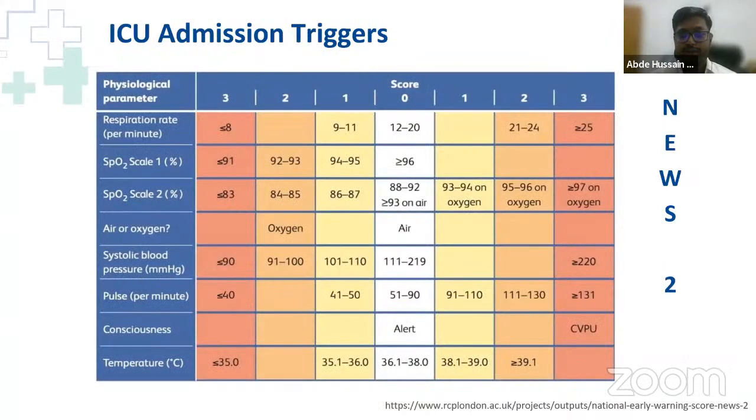Now, what will be the triggers if the patient is not in an emergency department? What if the patient is in the ward and shows signs of deterioration? How can we tell whether a patient requires an ICU admission or not? These are the physiological parameters that come into play, and there's a scoring called NEWS2, the National Early Warning Score. So we can see the respiration rate, SpO2, air or oxygen, whether the patient is on supplemental oxygen, what the blood pressure, pulse rate, consciousness, and temperature are.